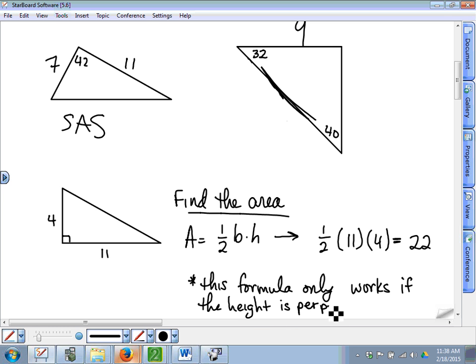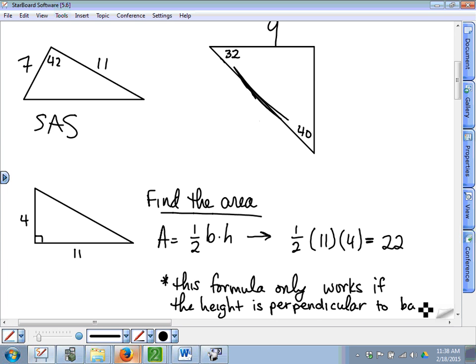ooh, here's a big word. I don't want your brains to explode. Perpendicular. Oh, geez. We okay with that word? Perpendicular means crosses at 90 degrees, means right angle. If the height is perpendicular to the base, such as this picture here, this height of 4 is perpendicular to the base of 11.